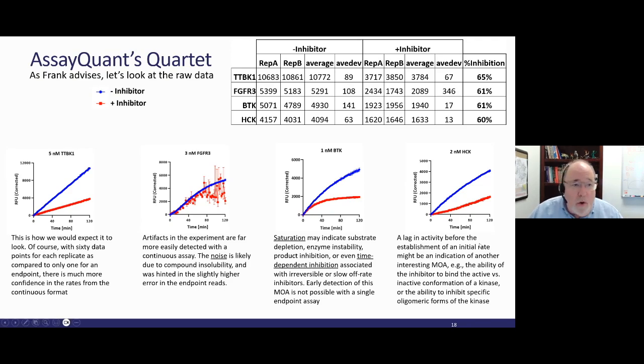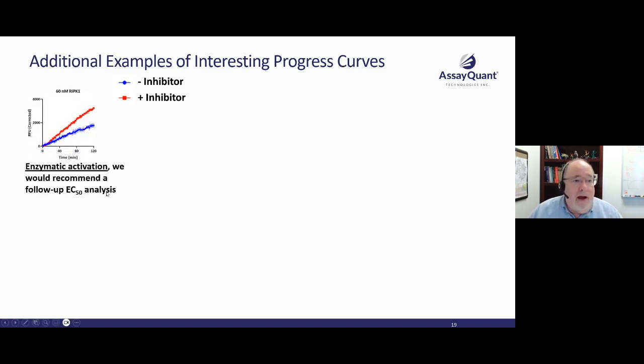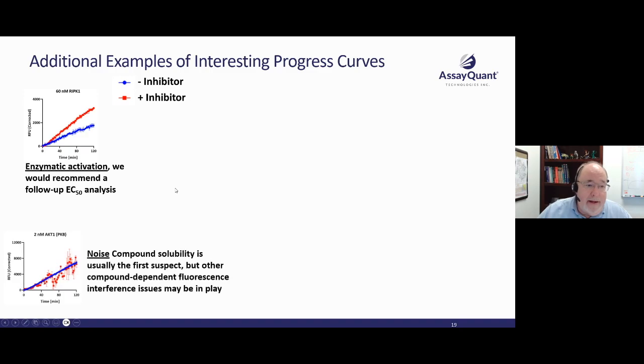So just a few more examples of what these things can look like. Here's actually enzymatic activation, where you can see that adding your compound, what you thought was an inhibitor, actually stimulates the reaction rate. And here we would recommend doing some follow-up EC50 analysis on this.